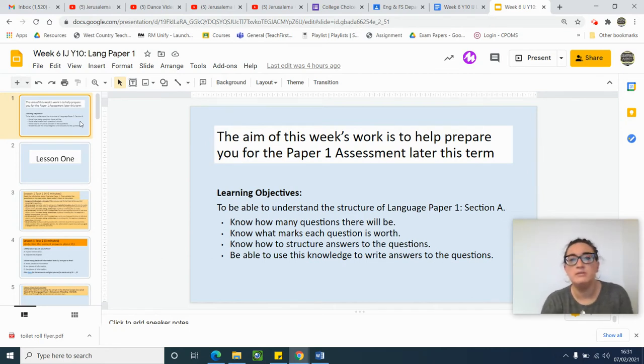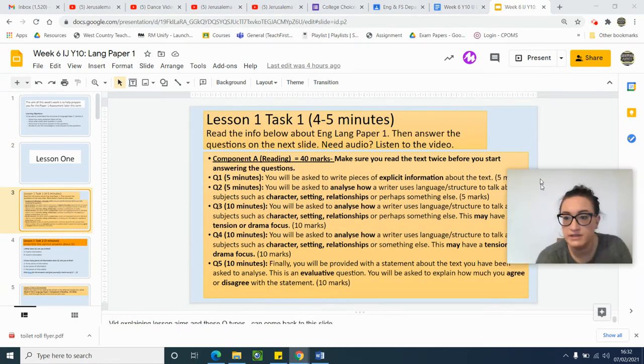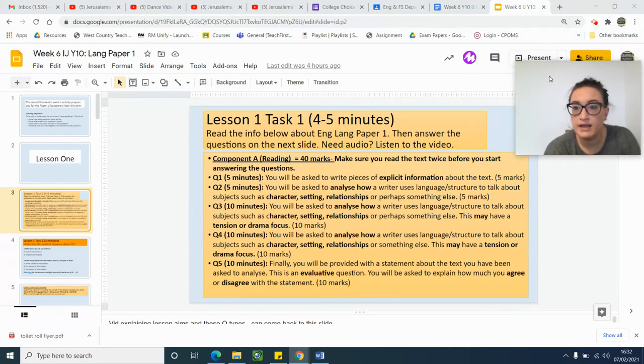A really useful thing for your own learning: I have got bits of self-assessment throughout the lesson, but if you come back to that list at the end and think, do I know how many questions there will be? Do I know what marks each question is worth? Do I know how to structure the answers? And can I actually use all this knowledge to help me write successful answers? I'm going to explain the information on slide 3 for the rest of this video, and then I'm going to do a separate video for some other parts of the lesson.